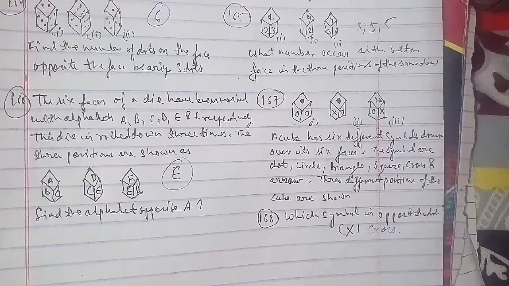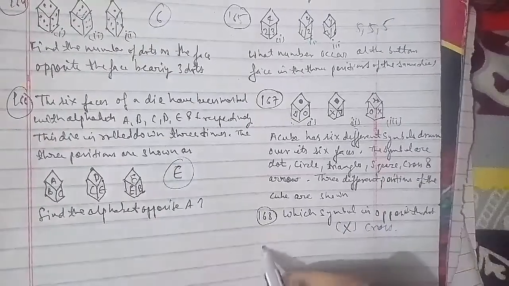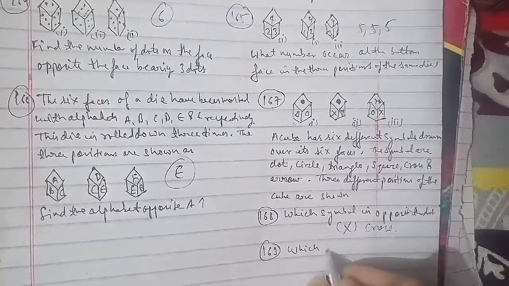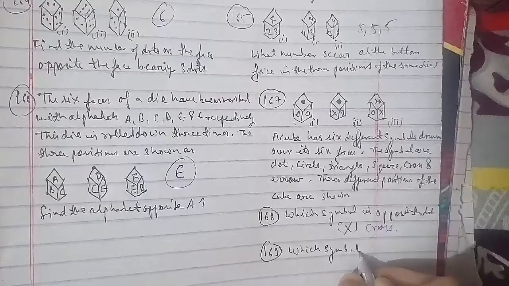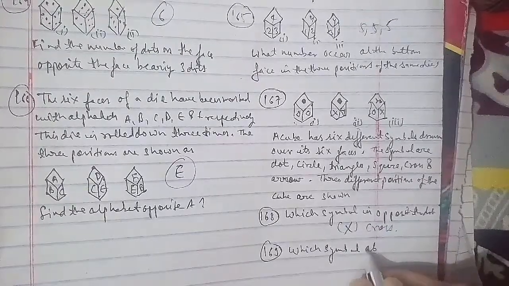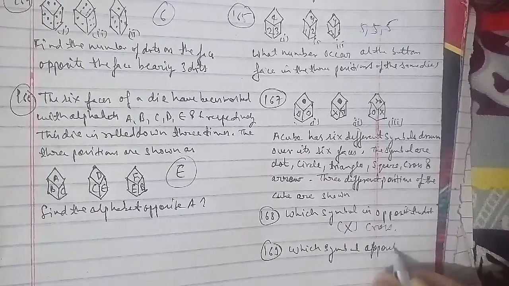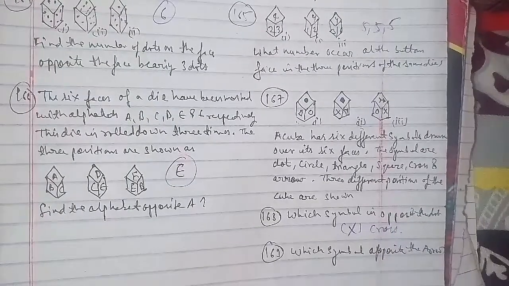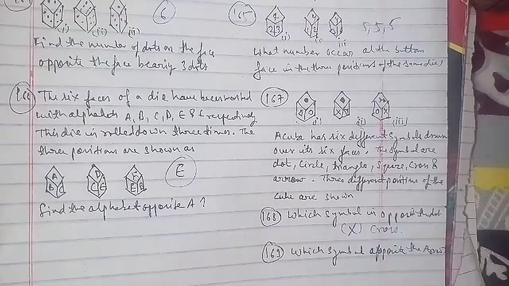Now we'll talk about another important question, which is the 169th question of the session. The question is, which symbol is opposite the arrow? The options we have here: circle, triangle, dot and cross. As discussed here, the triangle lies opposite the arrow. So triangle.